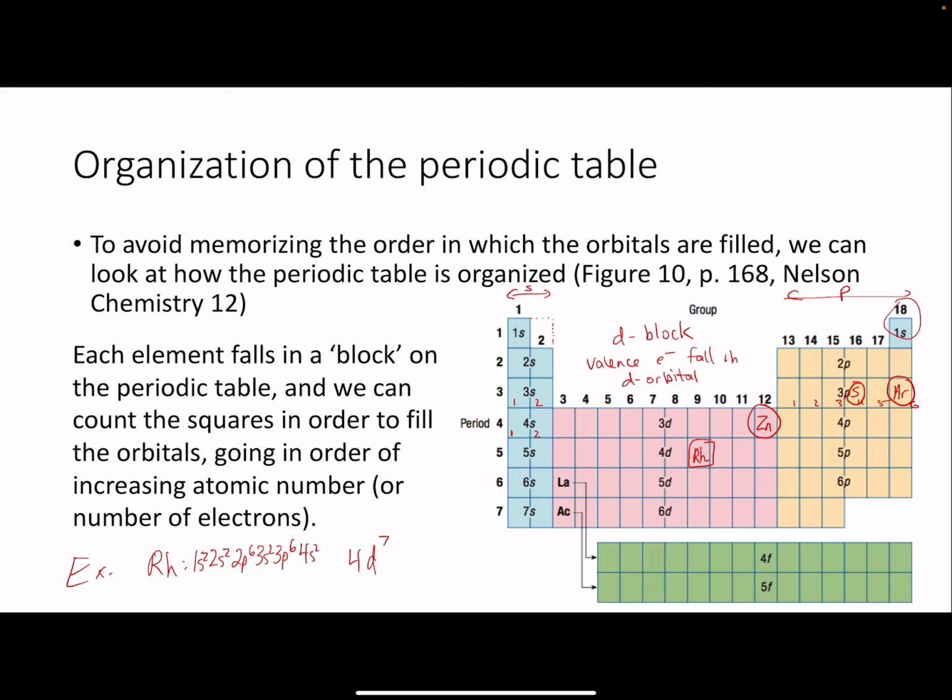4s2, 3d10. We're just going to go 4p6 because after 3d comes 4p. It gets filled with 6 electrons. Then 5s2. I'm going to cut myself short here. And then 4d7. Right, so that's how we use the periodic table to know how far up the energy level diagram to go and save us a little bit of time there with electron configurations.